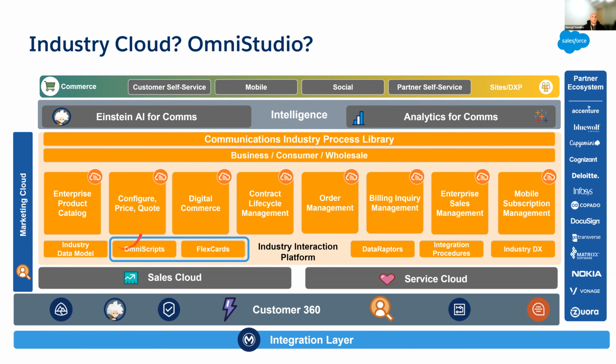There's CPQ, order management. If you're interested in these things, we do have a couple other sessions that we've done with Apex Hours, so we'll link those in the resources. And there's also the industry data model, which is a big part of industry cloud. So just to give you a sense that when we talk about industry cloud, formerly known as Velocity, it involves a lot more than just Omni Studio, but Omni Studio is a very important part of it.